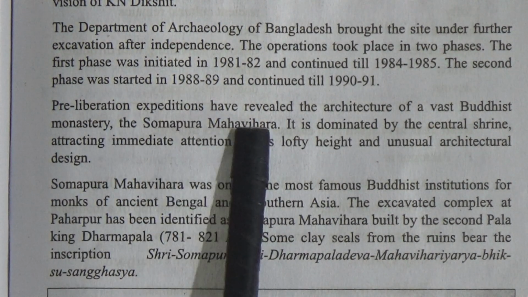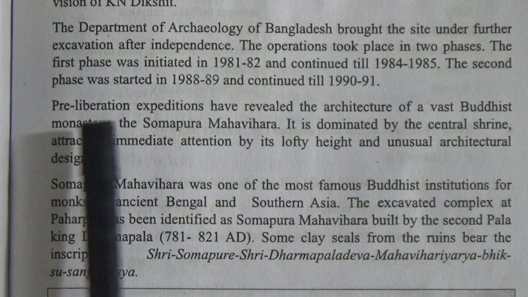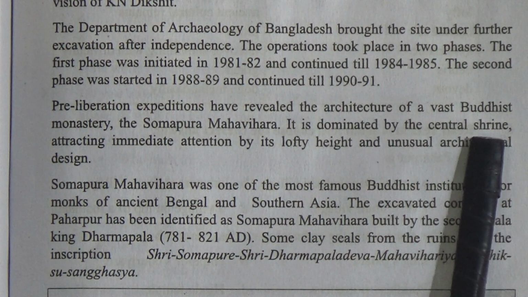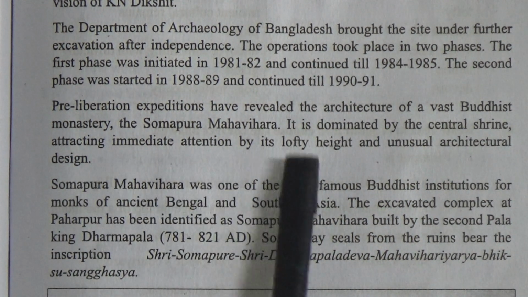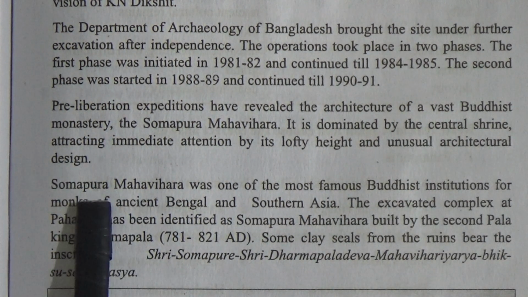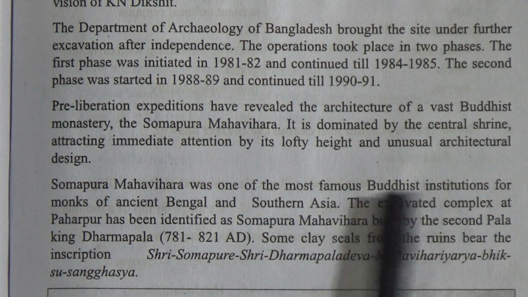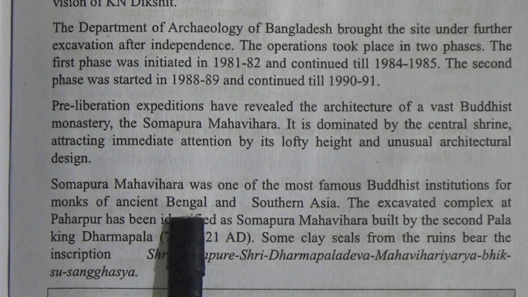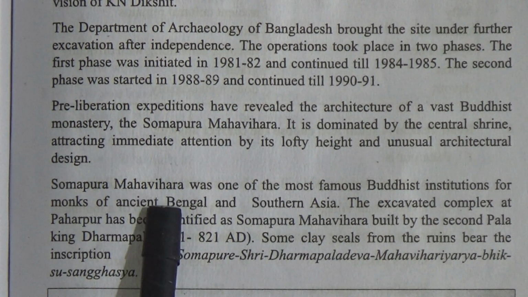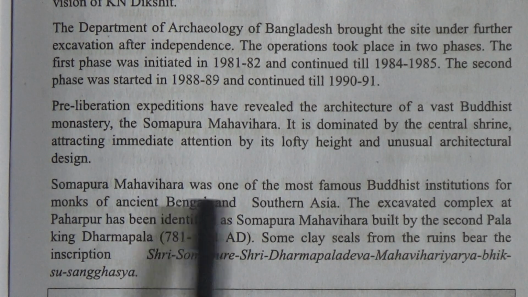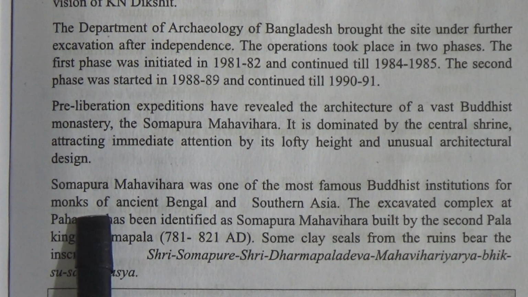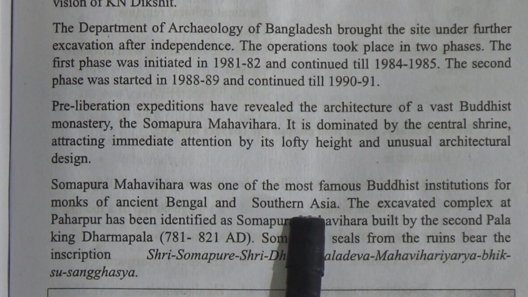Pre-liberation expeditions have revealed the architecture of the West Buddhist monastery, the Shompura Mahavihar. It is dominated by the central shrine, attracting immediate attention by its lofty height and unusual architectural design. Shompura Mahavihar was one of the most famous Buddhist institutions for monks of ancient Bengal and Southern Asia.